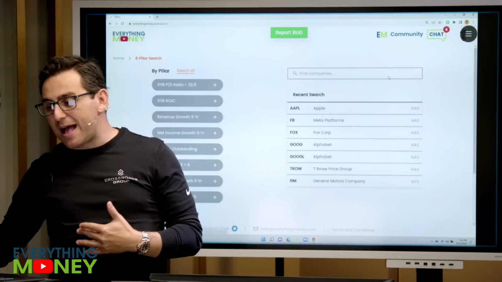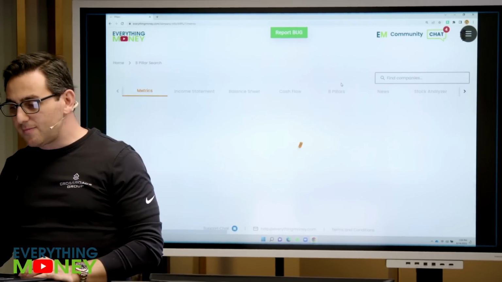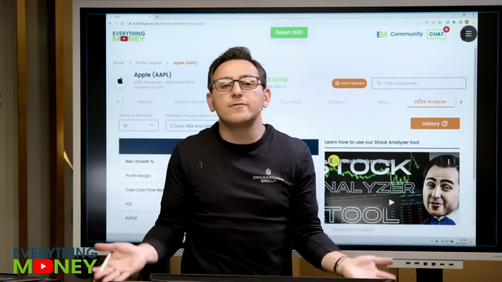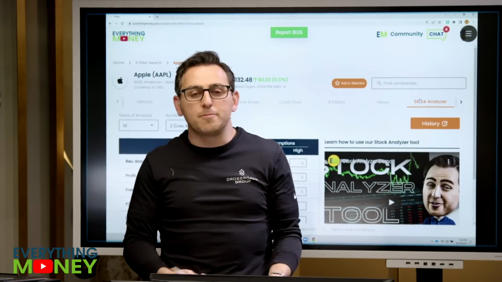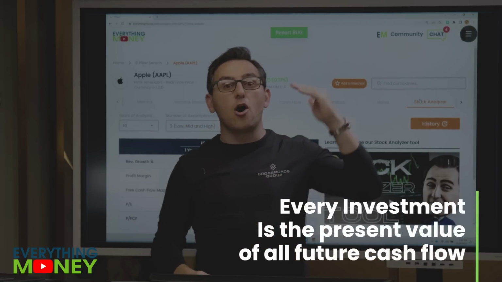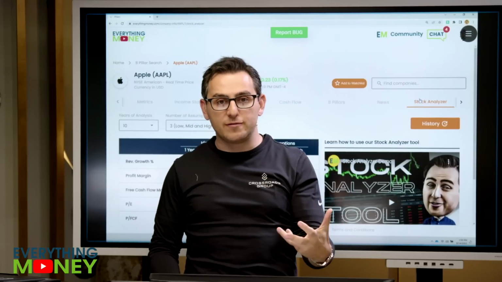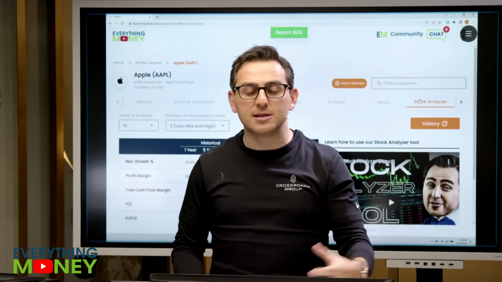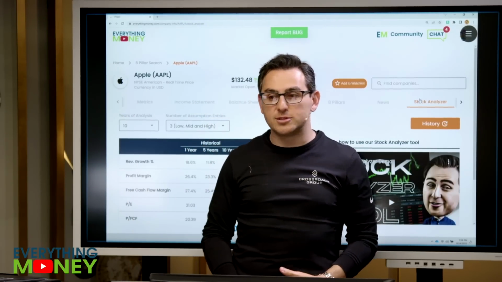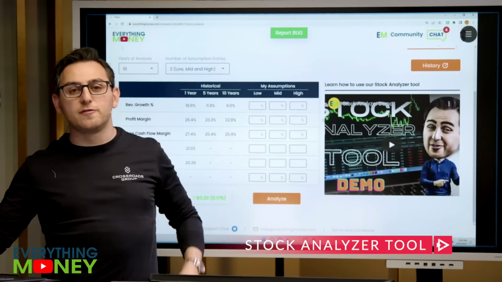Now, the final aspect, once you have actually looked at all of these stocks, is you have to sit there and ask yourself the question, well, what do I pay for the company? That's the important part, because we don't know the future, but every investment is the present value of all those future cash flows. What I urge you to do is to be conservative, make conservative assumptions, and hopefully you can buy the company based on a lower price of those conservative assumptions. So that's why we created a stock analyzer tool. It allows you to put those conservative assumptions in.